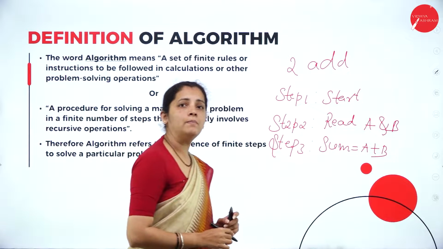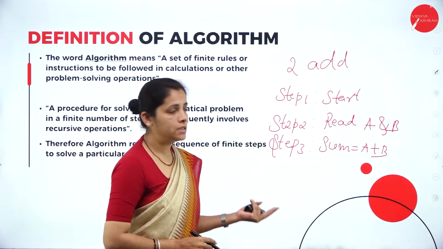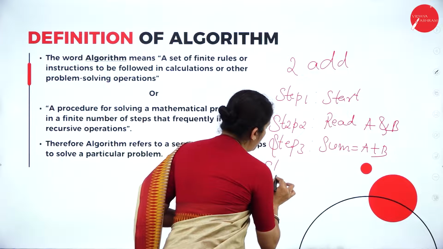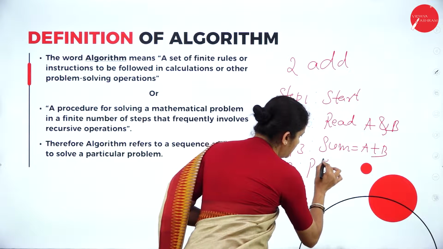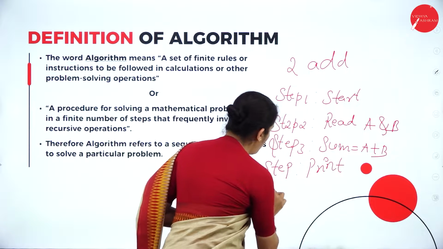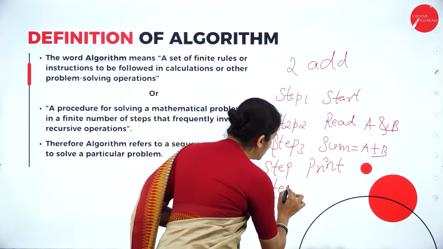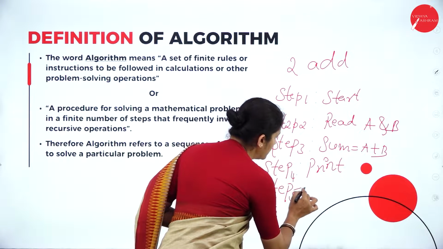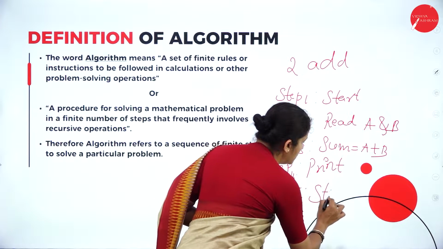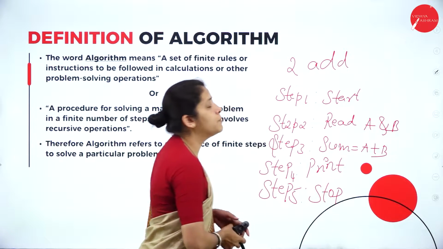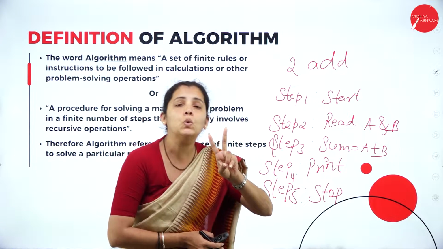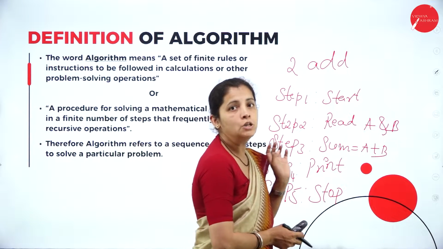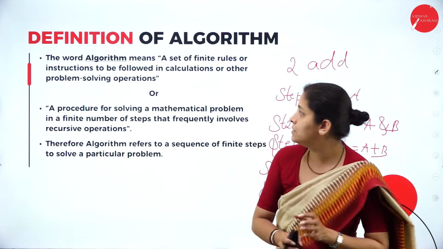After finding the sum, what do I want to do next? That is step 4, print sum. After printing, I want to stop. So step 5, stop. To solve this problem, how many steps did I require? I required only 5 steps. So this is known as an algorithm.